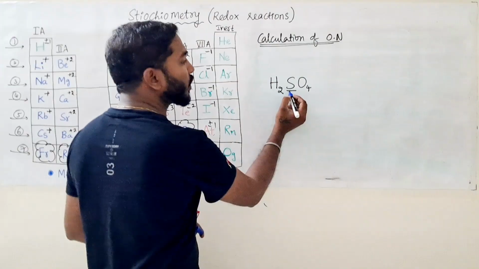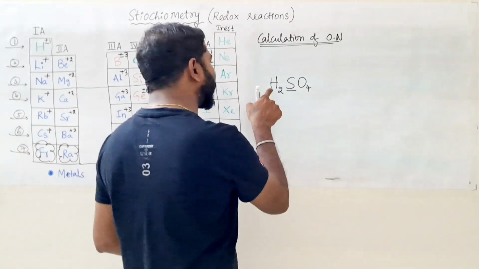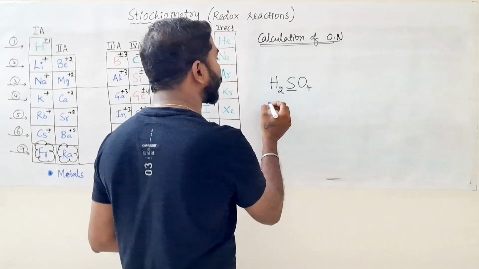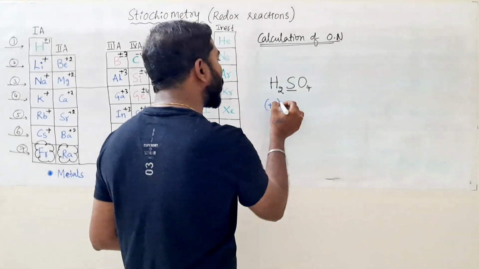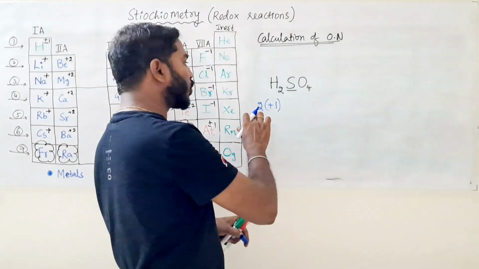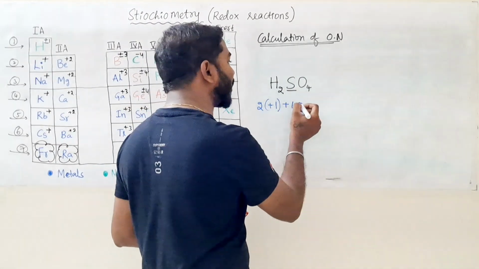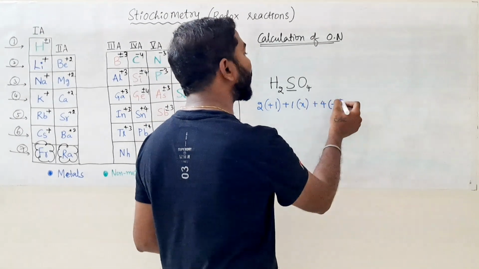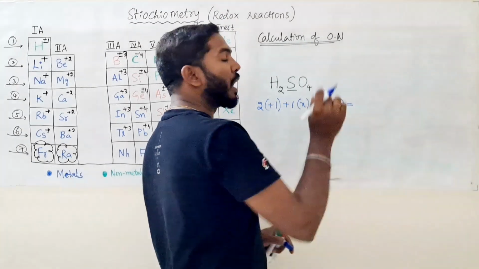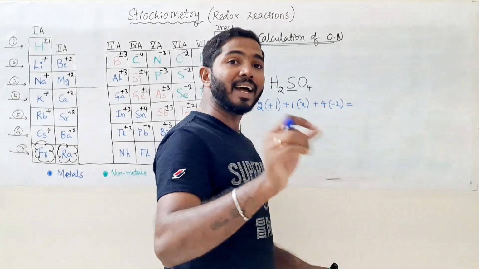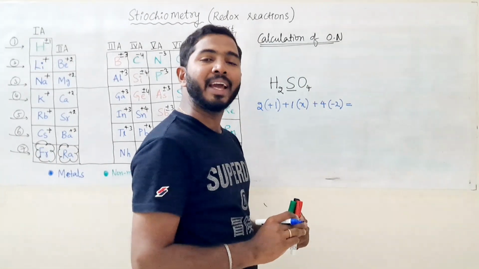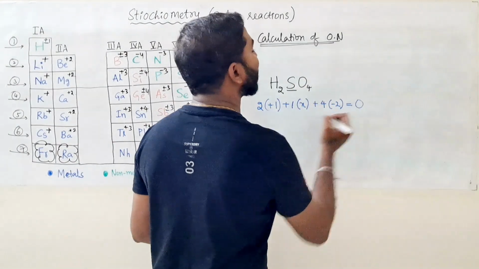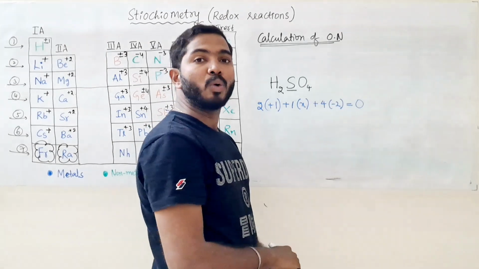Now we need to calculate the oxidation number for sulfur, so we need to know the oxidation numbers for hydrogen and oxygen. For each hydrogen it is +1. How many hydrogens are there? 2 hydrogens, so 2 into +1, and then there is 1 sulfur, which we take as X. And we have 4 oxygens. Generally we take the oxidation number of oxygen as -2. And we discussed that the sum of oxidation numbers of all the elements in a molecule is taken as 0. That's why we generally take it equal to 0.